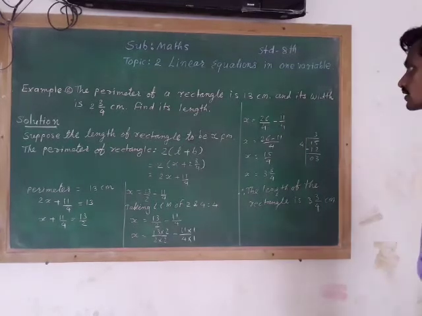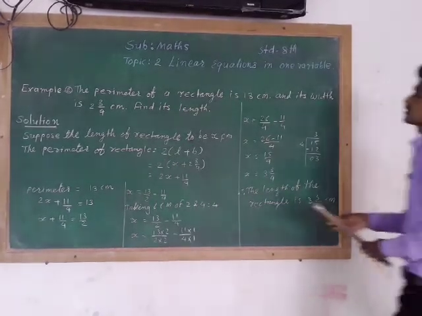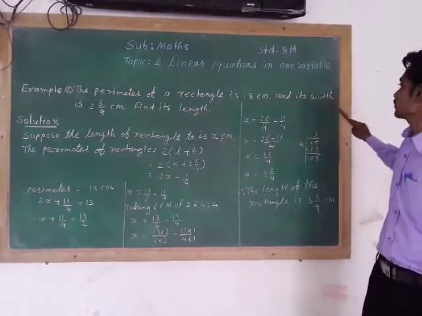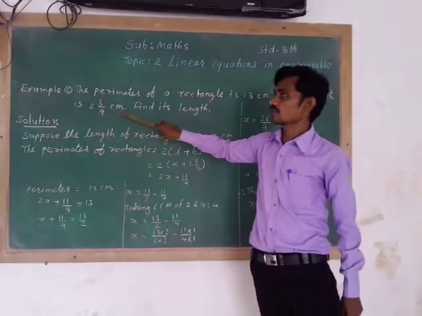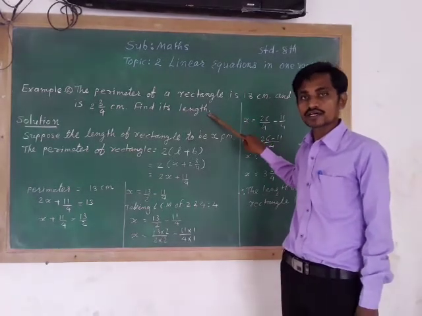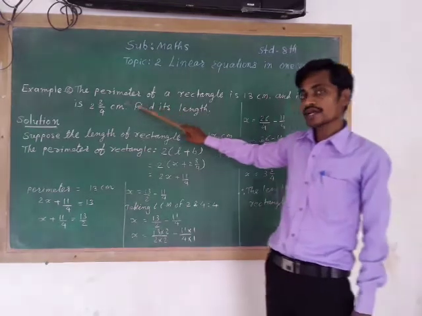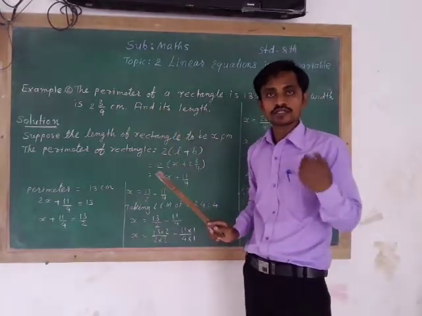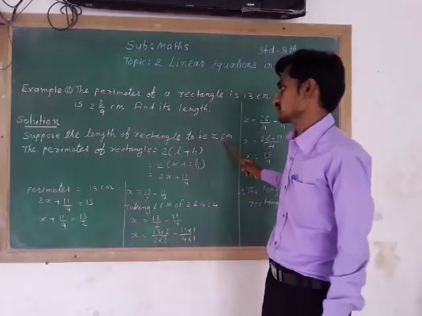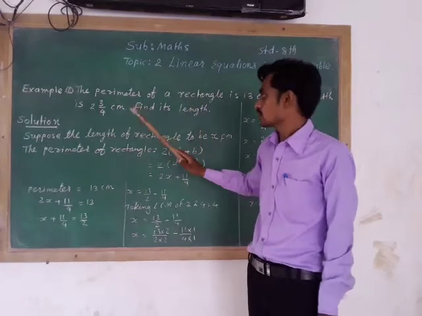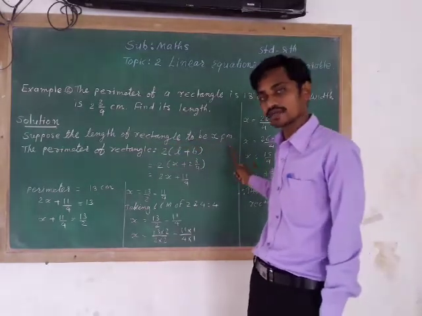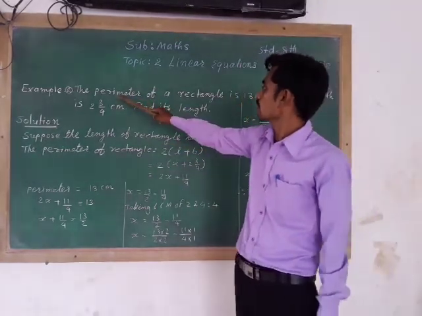Okay, next question. Example number 2. The perimeter of a rectangle is 13 cm and its width is 2 integer 3 by 4 cm. Find its length. Here we have to find the length of the rectangle. Okay, here breadth is given and perimeter is given. We have to find the length of the rectangle. Okay, suppose the length of the rectangle is x centimeter. Okay, so now what is given? The perimeter of the rectangle.